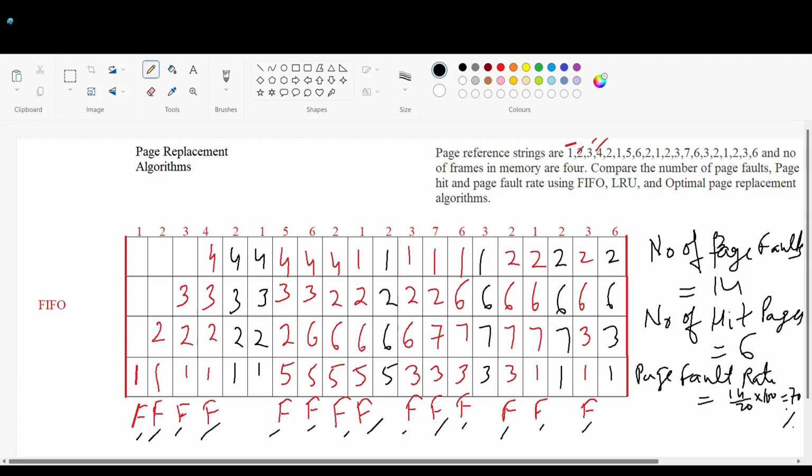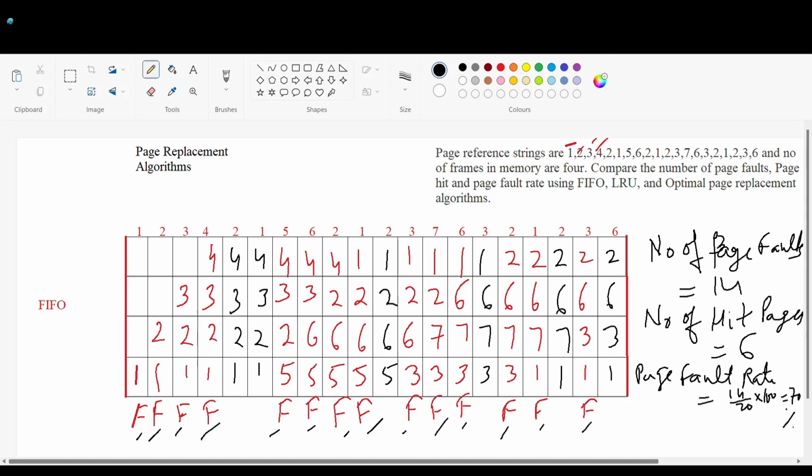So now these are the hit pages, right? So the number of page faults is equal to how many pages here? 1, 2, 3, 4, 5, 6, 7, 8, 9, 10.